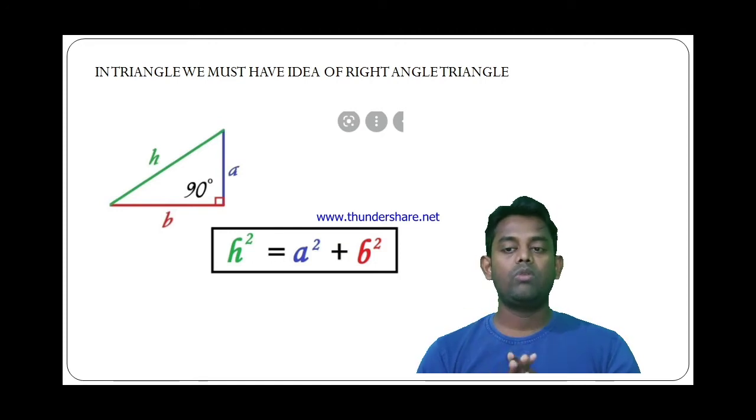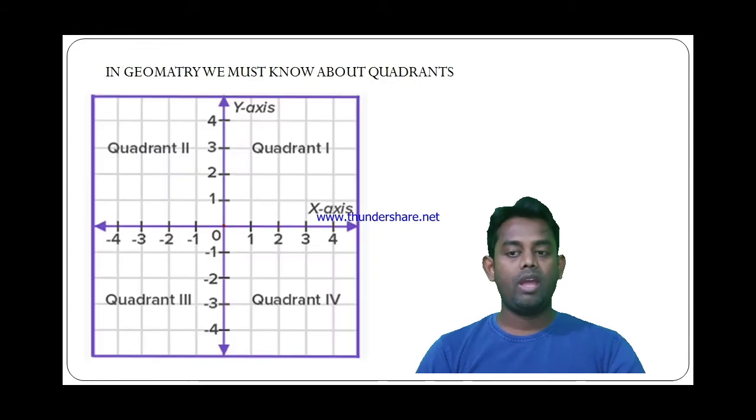And if you want to calculate the value of H, A or B, then formula of H square equals A square plus B square. If we add the square of perpendicular and base, then we can have the square of hypotenuse side.